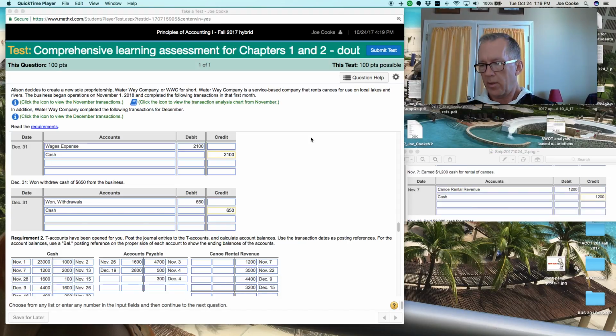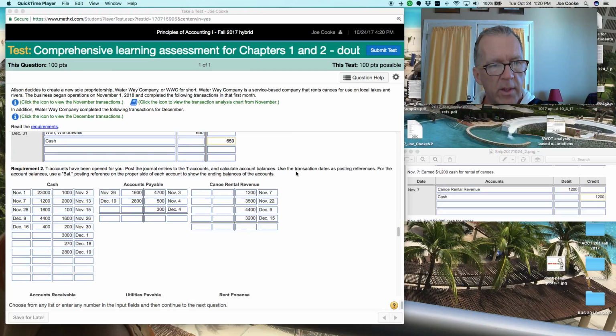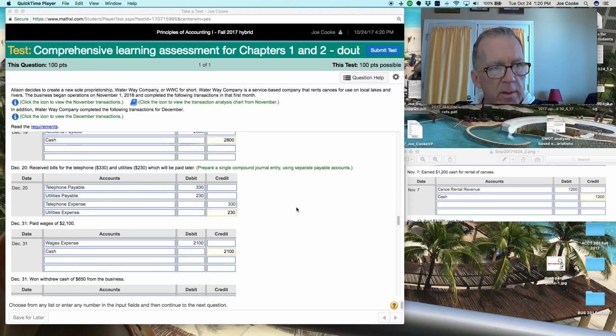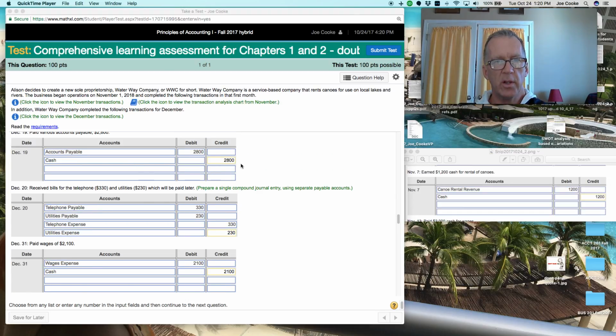You're so in luck. I've been working on this for 10 or 15 minutes, but I've been doing this for a long time, so it's easier for me. But I'm on the last couple. I've been posting everything. Some of these you can see pretty clearly. Here's the credit to cash, and here is the debit to accounts payable on December 19th. And I took that right from this journal entry, just posting the journal entries to the ledgers.